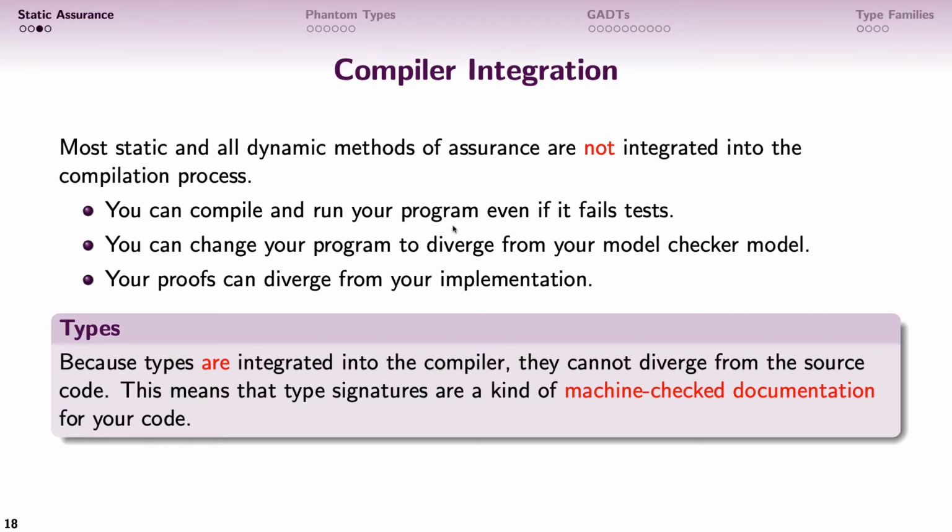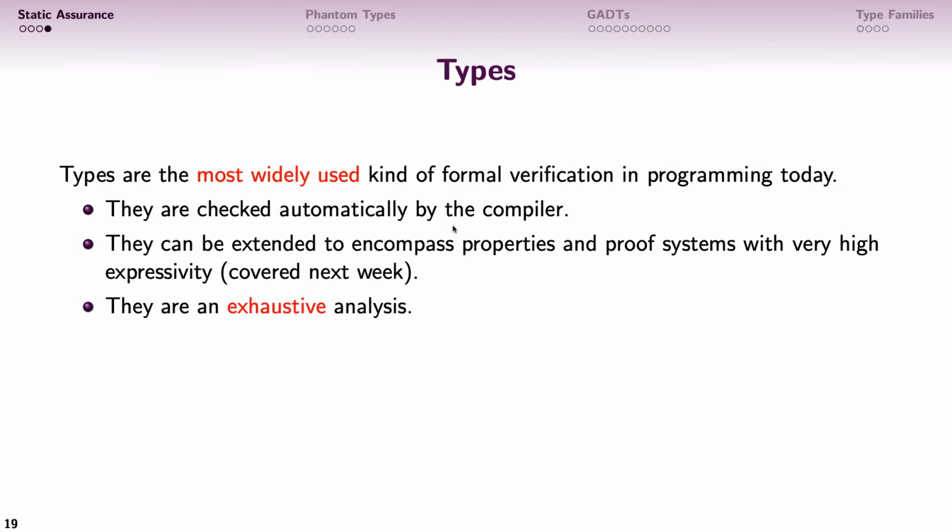This also means that types are now the most widely used kind of formal verification. And they are a kind of formal verification because the compiler is doing the formal verification for us. And next week I'll be talking a bit about how type systems can be extended to encompass arbitrary proofs of arbitrary complexity. Turns out types are very powerful for this.